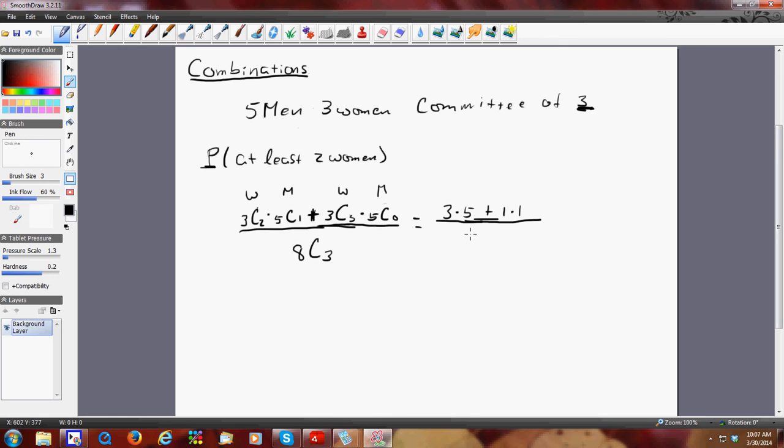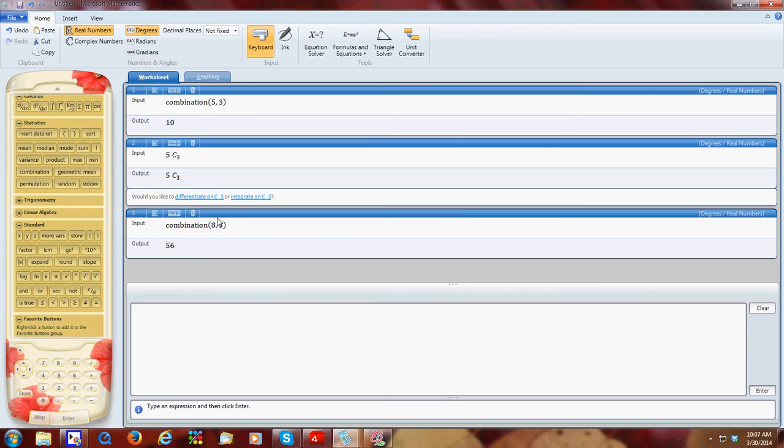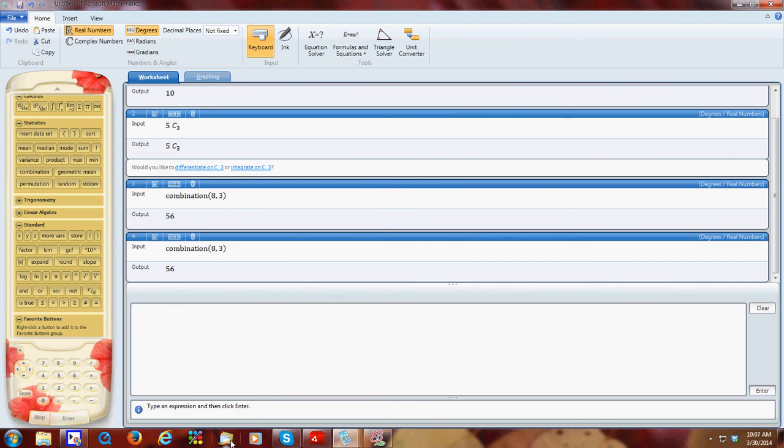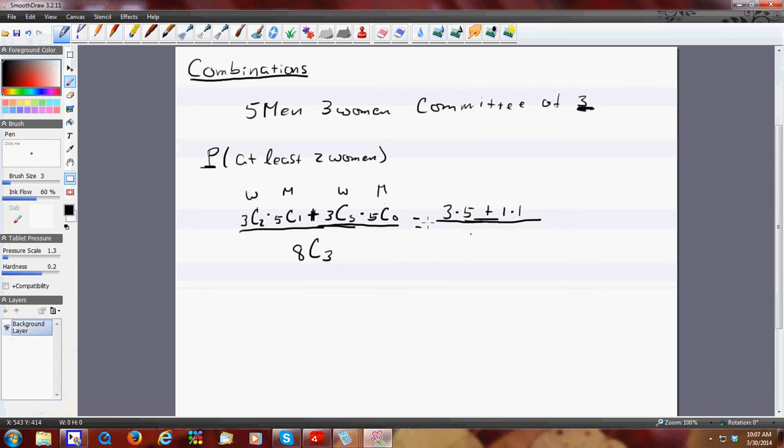And 8 choose 3, oh gosh, I'm not 100% sure what 8 choose 3 is, so I'm going to go back. I'm going to say combination 8 choose 3. Oh gosh, it's the same question I did before. It's 56. So my answer is 3 times 5, which is 15, plus 1 is 16. 16 out of 56. I'm going to reduce this by 8, and that becomes 2 over 7. That's your final answer.